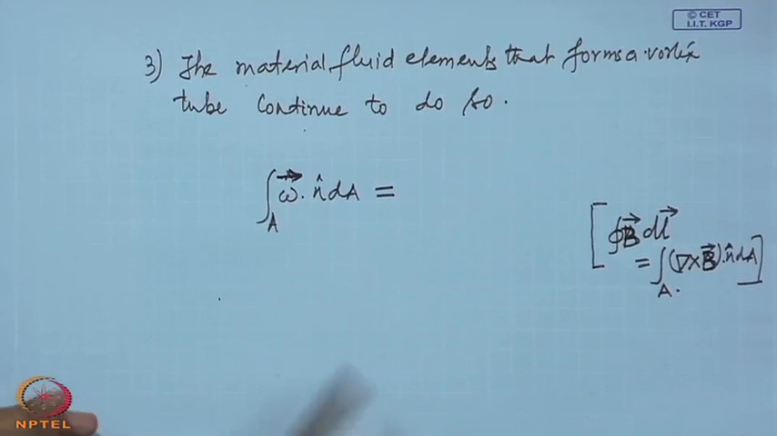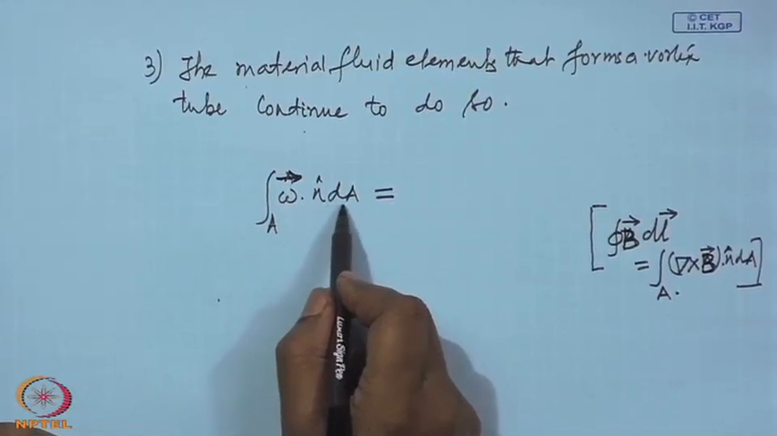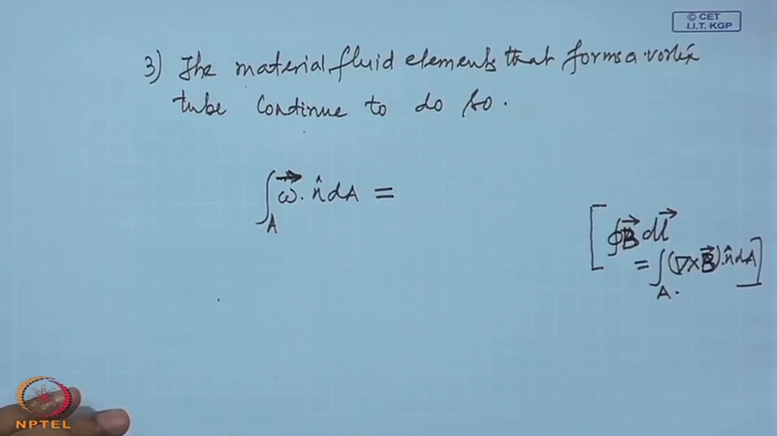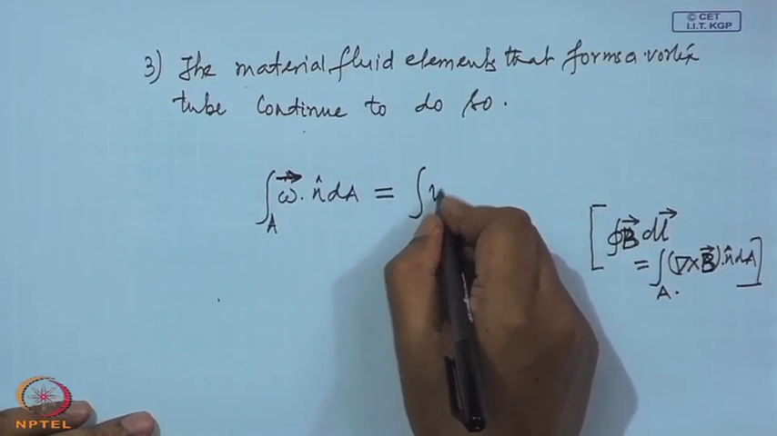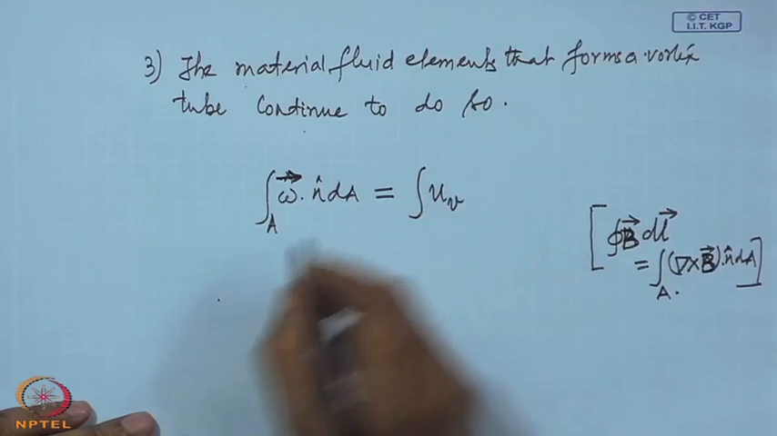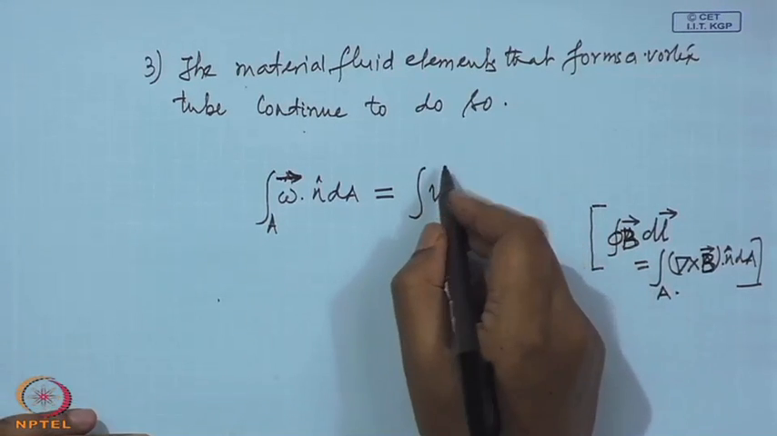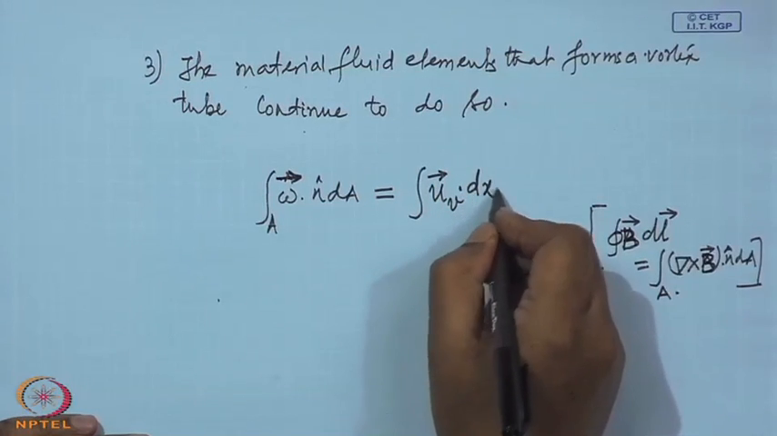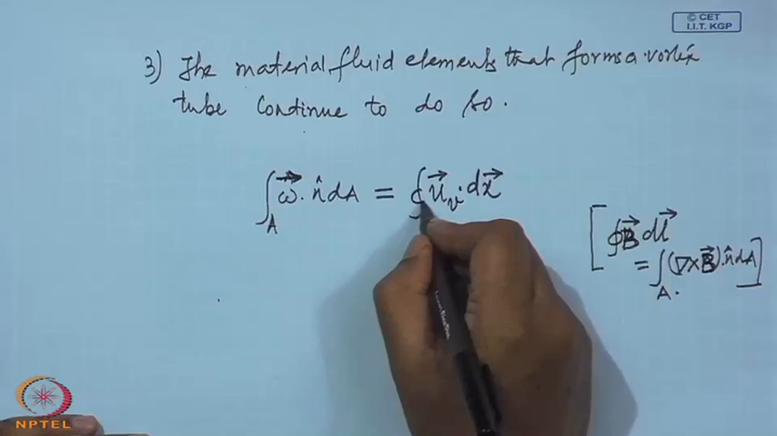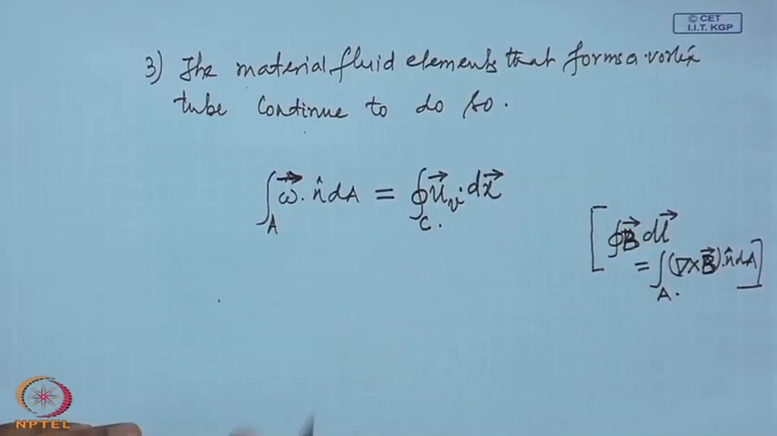Known as Stokes theorem. So, in this case what it will be? Omega dot n dA, or since we are writing u v, we will write u v, that velocity part, that we will just write dx, where C is the curve that is the boundary of the area A.